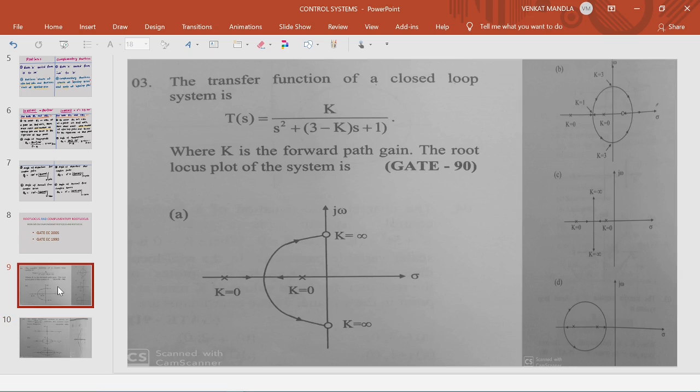The transfer function of a closed loop system is given. This is not an open loop system, it is a closed loop system, where K is the forward path gain. And the root locus plot of the system is asked. He asked for the root locus, not the complementary root locus. And he has given the closed loop transfer function, not an open loop transfer function. We draw root locus for an open loop system, right?